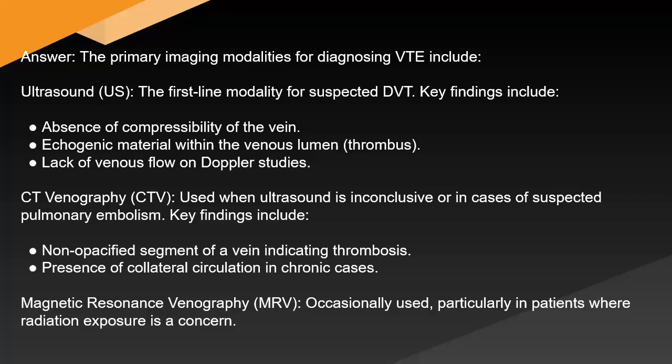CT venography, CTV, used when ultrasound is inconclusive or in cases of suspected pulmonary embolism. Key findings include non-opacified segment of a vein indicating thrombosis, presence of collateral circulation in chronic cases. Magnetic resonance venography, MRV, occasionally used particularly in patients where radiation exposure is a concern.